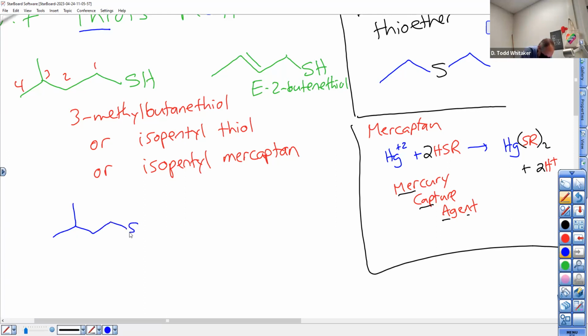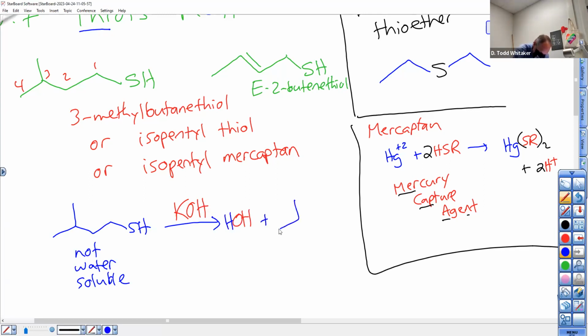Because this SH, not water soluble. For the reasons we just discussed, it's not polar. There's not a single polar bond in there. But my lab people will tell you that if you react it with KOH, you're going to get HOH, that's acid base, plus, cross off the old K, plus S minus.